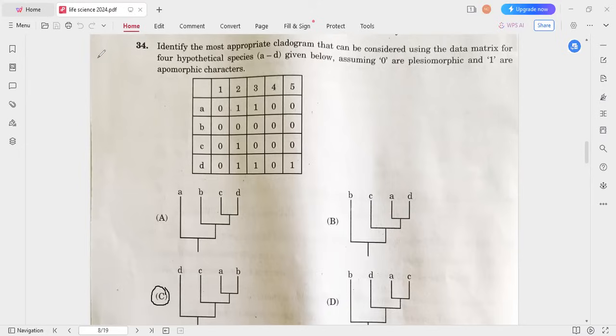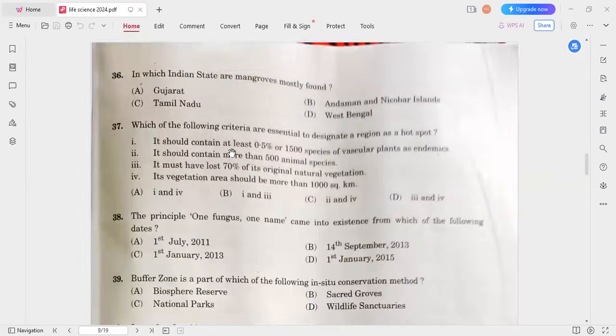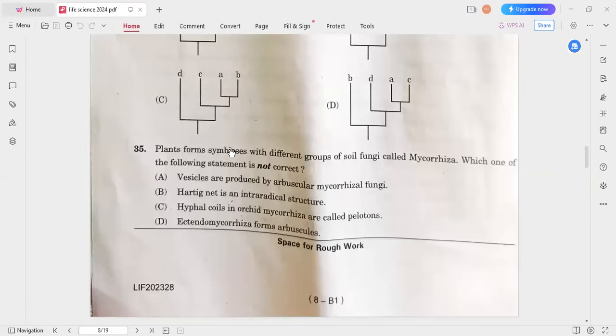So now move on to the next question, that is question number 35. Plants form symbiosis with different groups of soil fungi called mycorrhiza. Which one of the following statements is not correct? Anyhow, mycorrhiza is a soil fungi which forms the symbiosis. So which is not correct? Here we have to find the incorrect one.